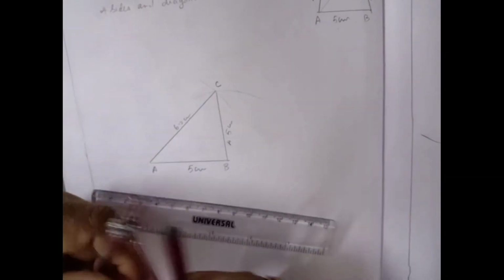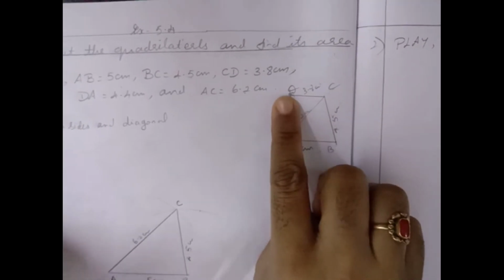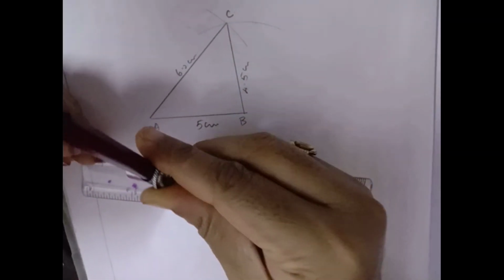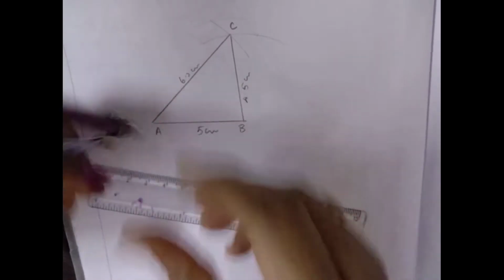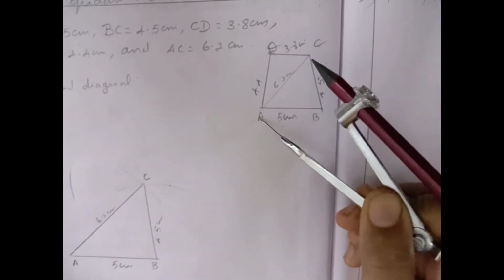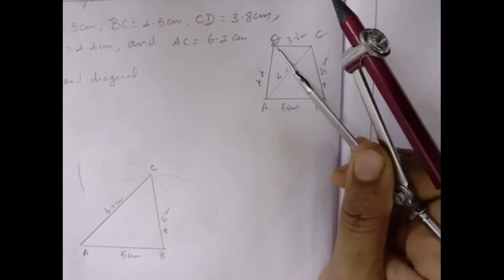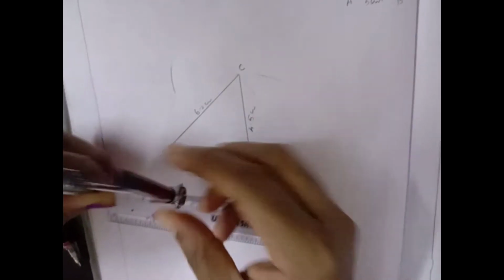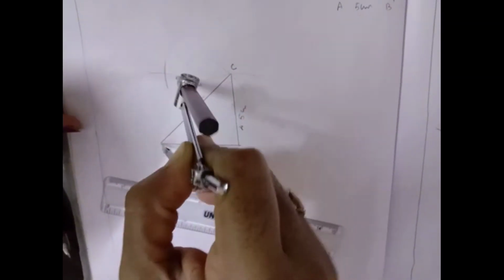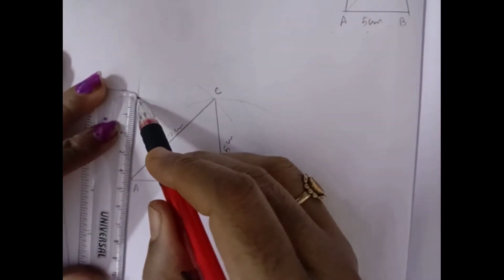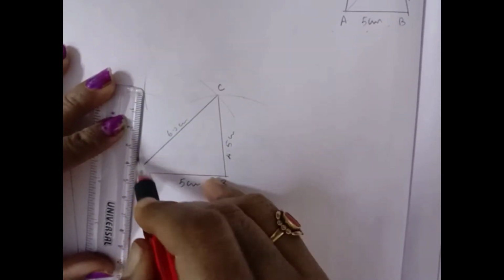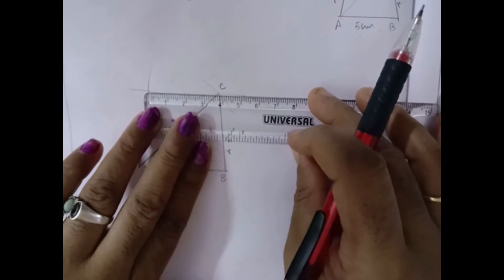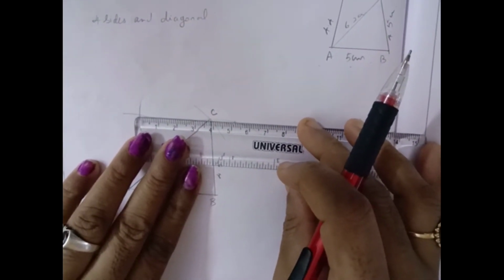Next, with C as a center, you have to cut 3.8 at D. Then with A as center, cut 4.4 at D. Join AD and CD.